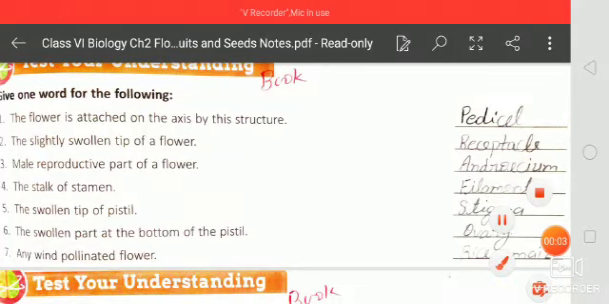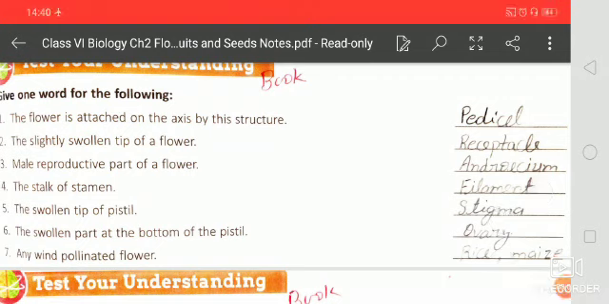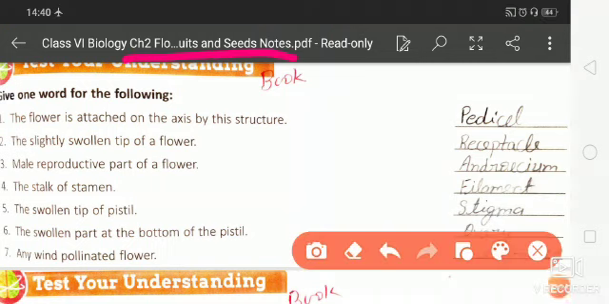Today we will discuss the notes of chapter number 2, that is flowers, fruits and seeds. So about flowers, fruits and seeds we will discuss in this chapter.